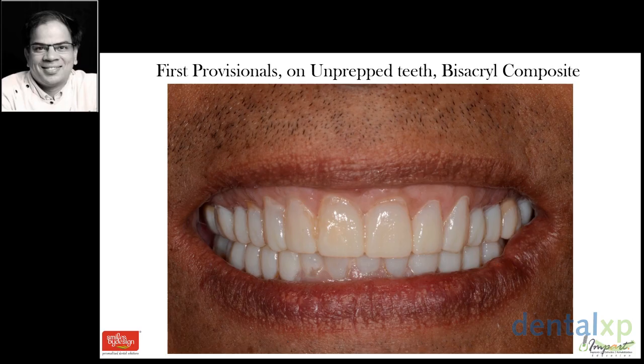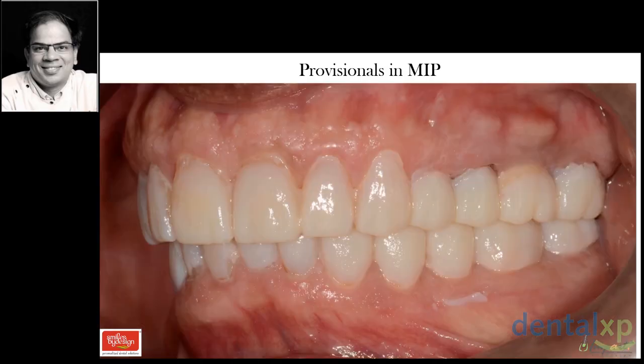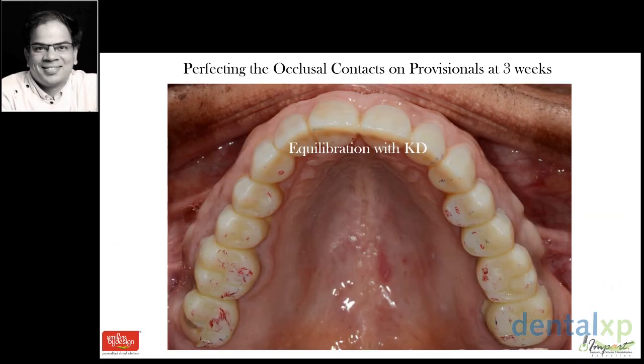After I gave him the occlusion in MIP, after a week, I gave him the Cois deprogrammer to deprogram his muscles. Then with an 8 micron paper, along with the series of events that we follow in occlusal adjustment, we got good contacts from canine backwards on all teeth with an 8 micron. So they hold the shim stock and anteriors will pass the shim stock.